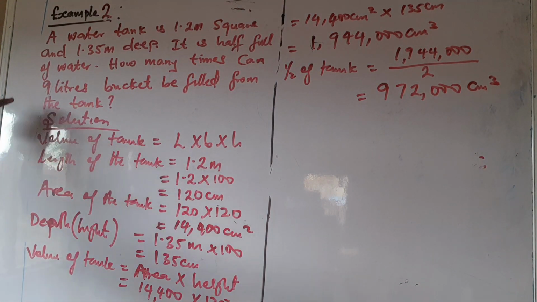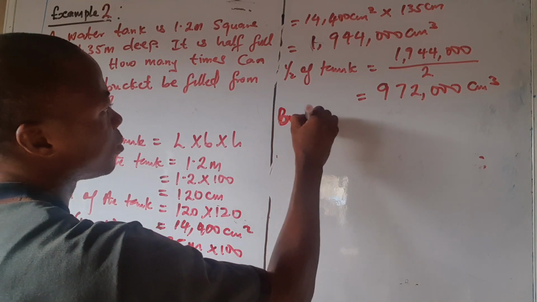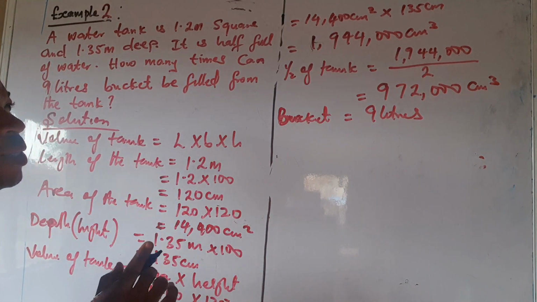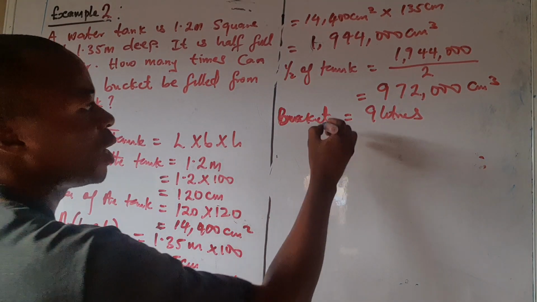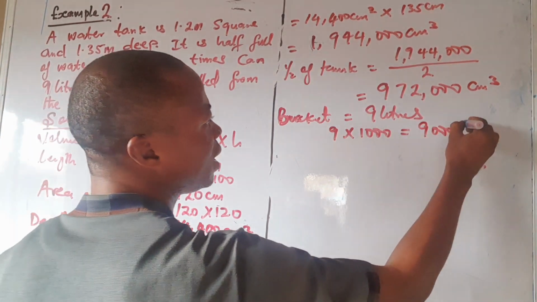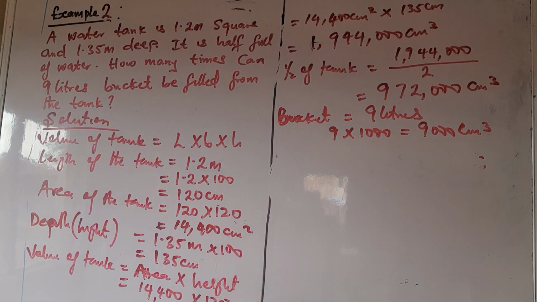Now we are given 9 liters. How many buckets? So the bucket is 9 liters. And remember that 1 liter is equal to 1,000 centimeter cube. So 9 times 1,000 will equal 9,000 centimeter cube. So how many liters are we going to get from the water? The total volume of the water now is 972,000 centimeter cube, and we are having a bucket which is 9,000 centimeter cube, the volume.